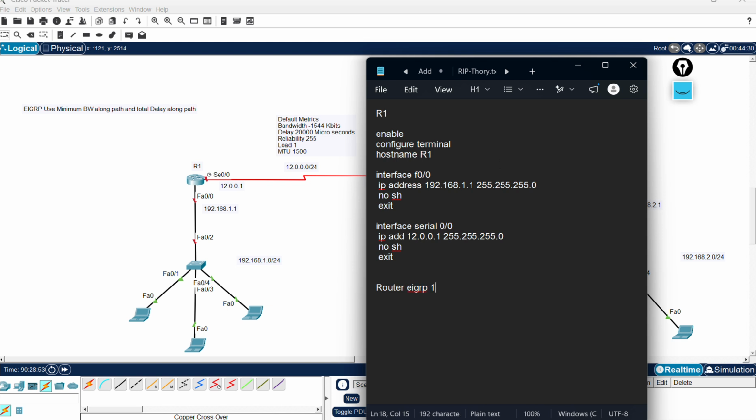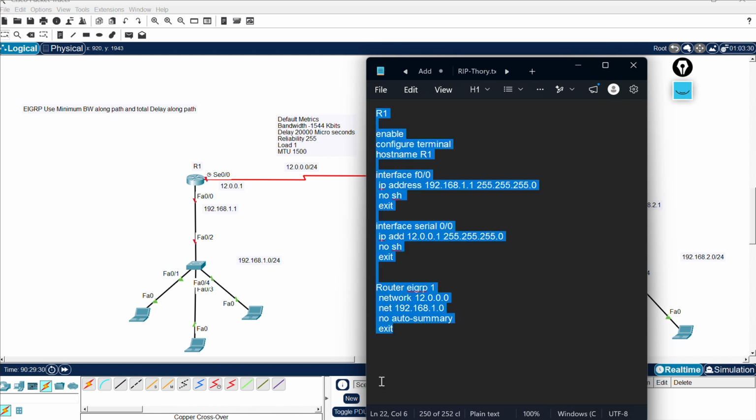Now configure EIGRP. Router EIGRP 1. You can use any number. This is the autonomous system number. This autonomous system number can be any number between 1 and 65,535, and we should use the same AS number on these three routers. Router EIGRP 1, network 12.0.0.0 and network 192.168.1.0, and no auto-summary. We will discuss the purpose of this command later. This is the EIGRP configuration.